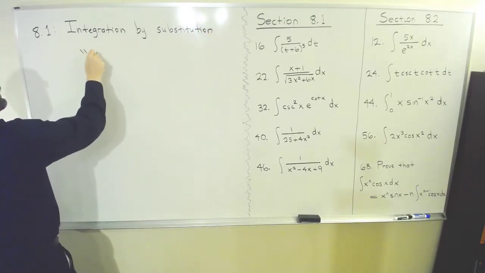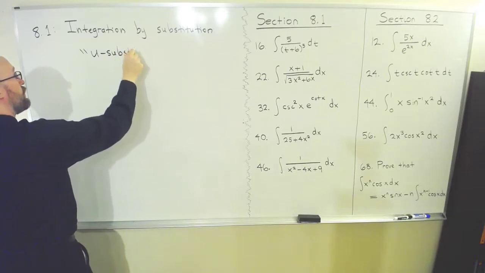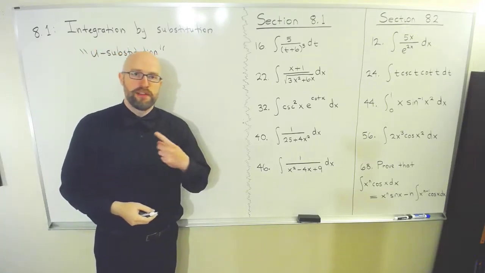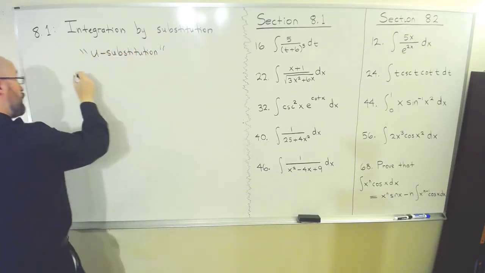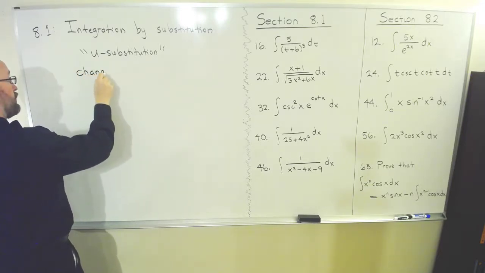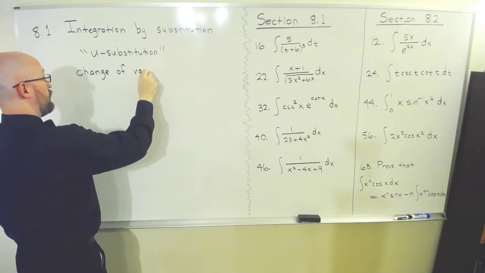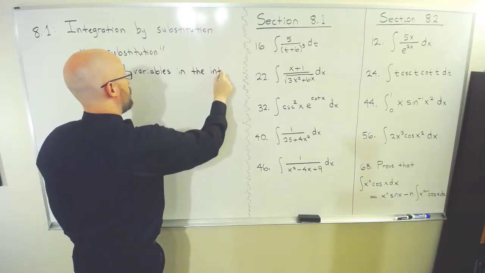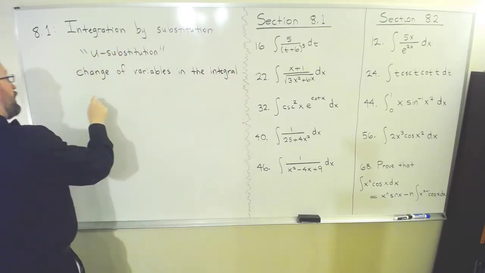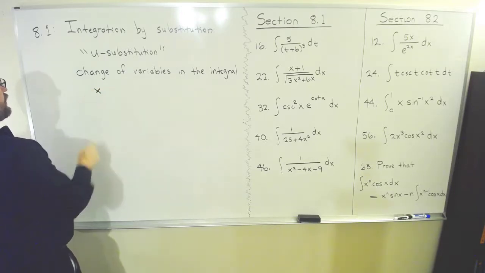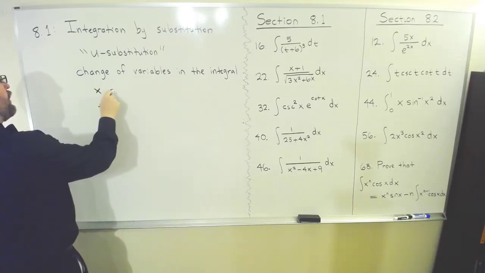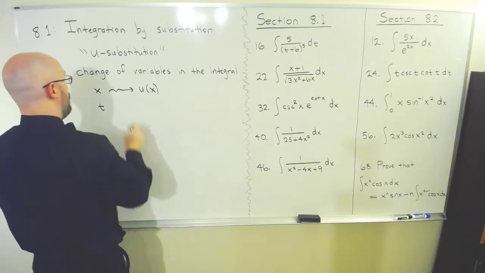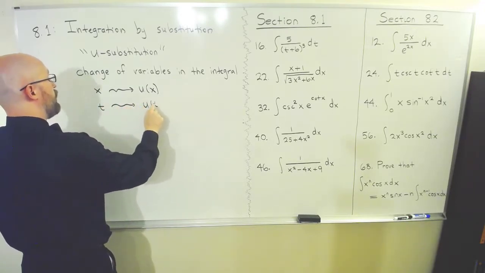Now this is often called U substitution, simply because U is typically the symbol that's used to denote the new variable in the integral. Because what it really is, it's a change of variables in the integral. And you're starting with an old variable, the original variable, which is typically x, or sometimes t. And you're changing to a new variable, which is a function of the old variable, u of x, or maybe of t, depending on what the old variable is.